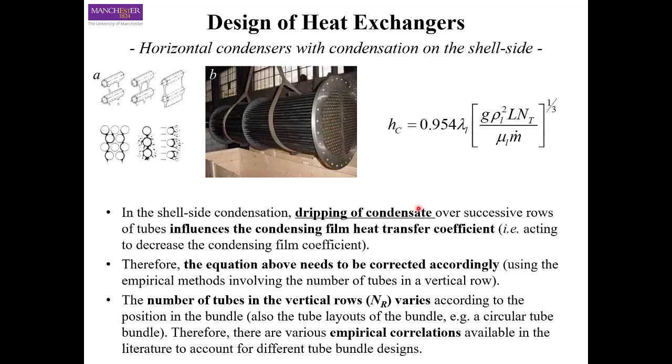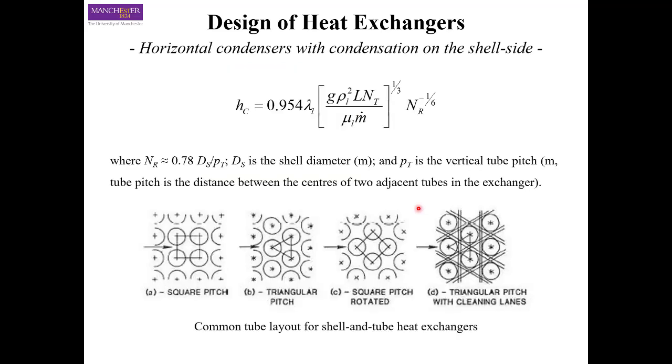There are various empirical correlations available in literature to account for different tube bundle designs, and a simple empirical correlation for such prediction is given here, where hC is a function of Nr, the number of tubes in a vertical row, and this Nr can be calculated based on this formulation, where Nr is the ratio of ds, that is the diameter of the shell, to Pt, that is the pitch of the vertical tube.